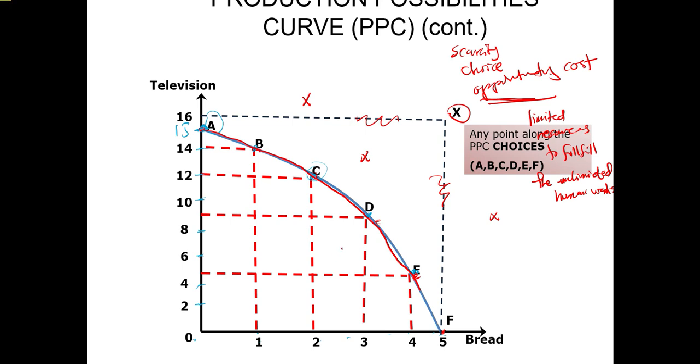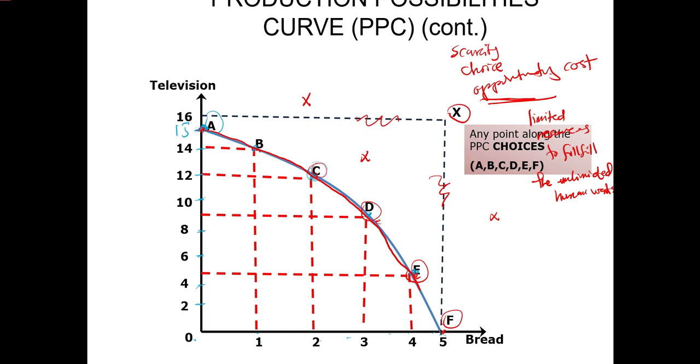Same goes here. Your resources only go up to this level. So these are the various possible combinations that you can create: A, B, C, D, E or F. You can't have everything because your resources are not enough. This is what we call choice. Our choice is any point on the curve. So this country can choose to produce at point A, point B, point C, point D, point E, or point F. It can't take all of them, it must take one.